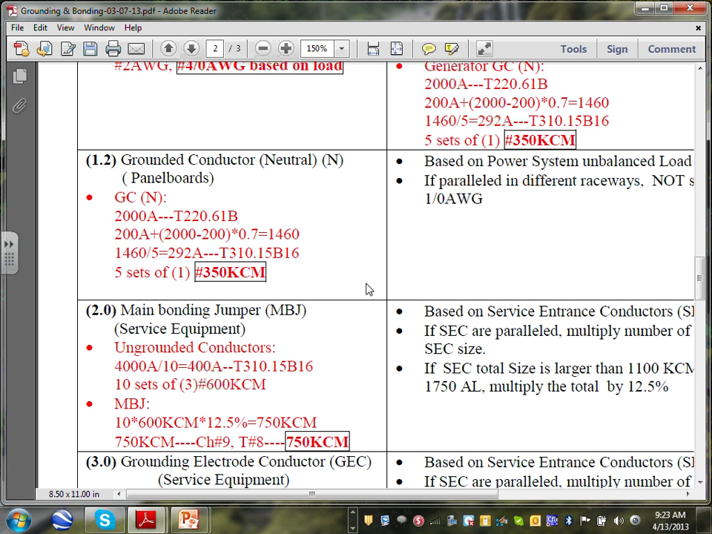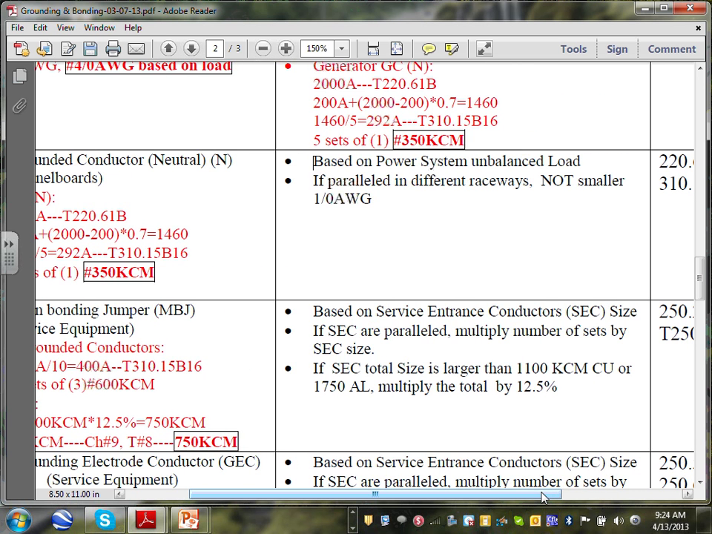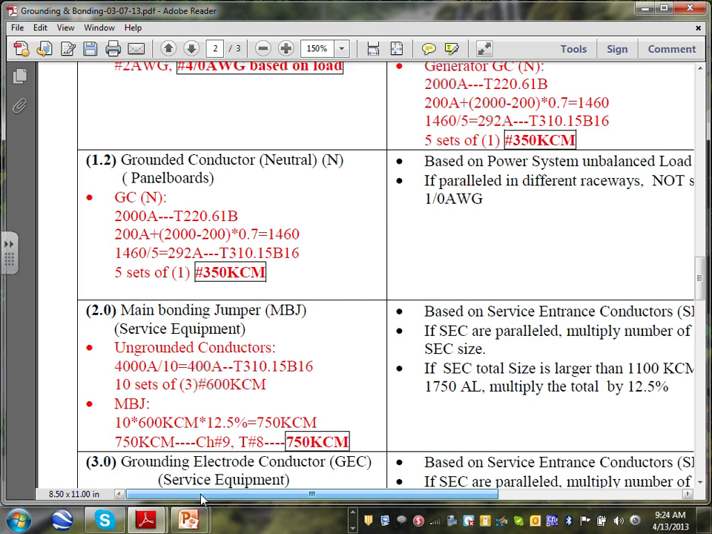Could I have pulled full neutral? Yes. Is it a waste of money to pull full neutral? Absolutely. On a 2000 amp panel? Absolutely. What's on the neutral? Not a whole lot. Any comments, guys? Any questions? So again, if you go based on the system unbalanced, you can come up with a much smaller size even than this. Much smaller size. So that's my neutral at the sub panel.